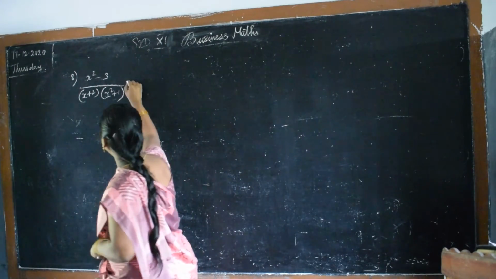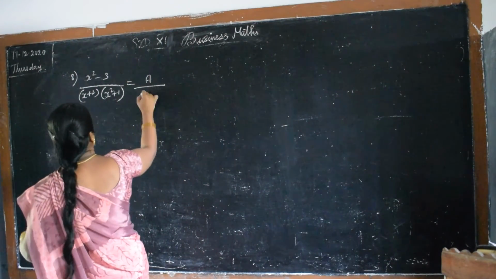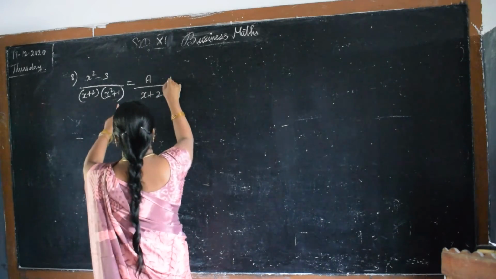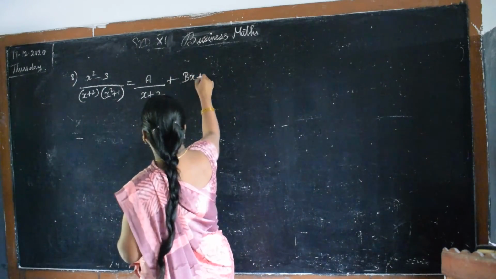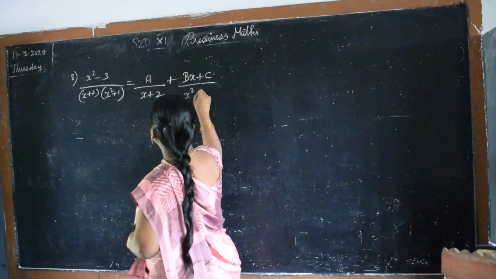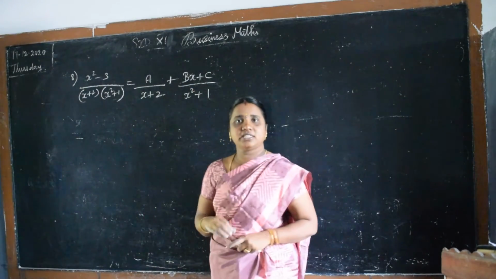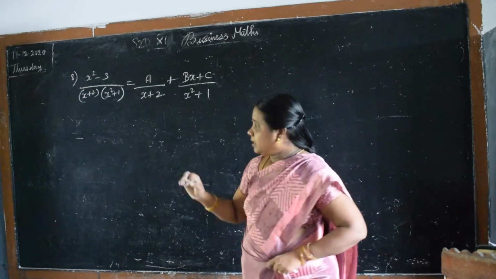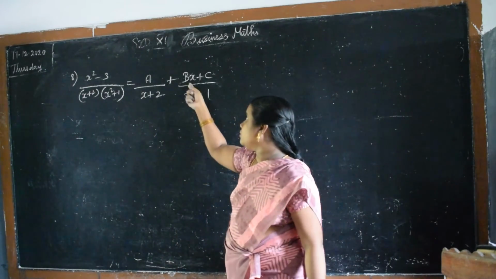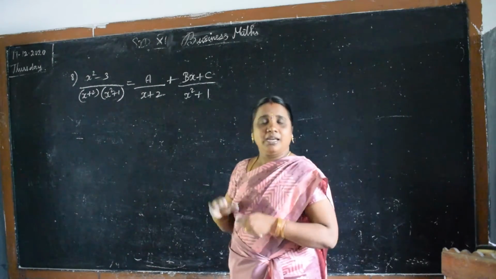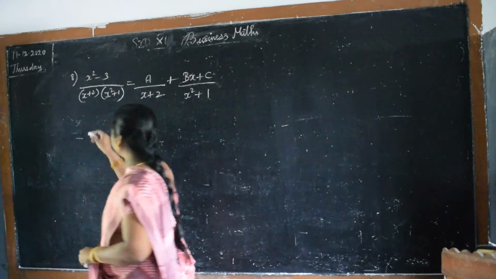If it comes like that, you have to use this formula: a/(x + 2) plus, if it cannot be factorized, (bx + c)/(x² + 1). Have you understood, children? This is type 3, the third type. Now we can't do anything, we can't factorize. So that time you have to use this bx + c. Remaining thing as usual. What to do?